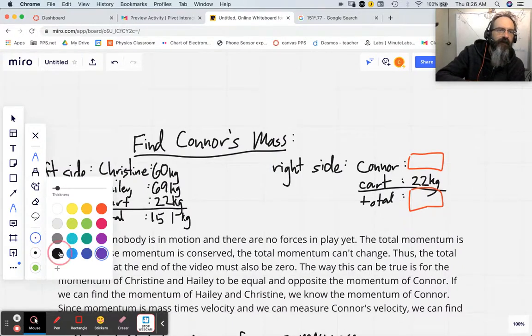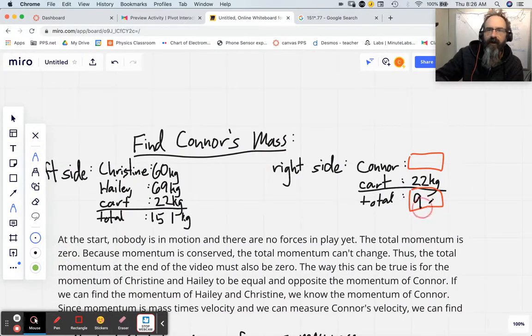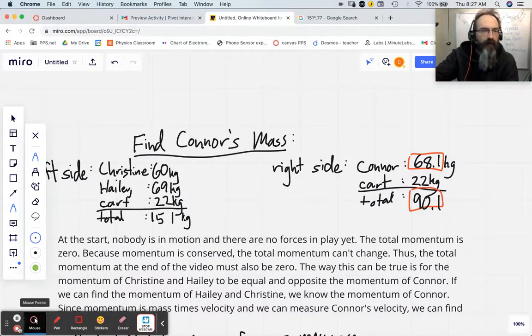So if we come back up here, we got 90.1. We got to subtract the 22 kilograms. 90 minus 22, 80, 70, 68.1 kilograms. 68.1 kilograms is Connor's mass. There we go. Hope you enjoyed this.